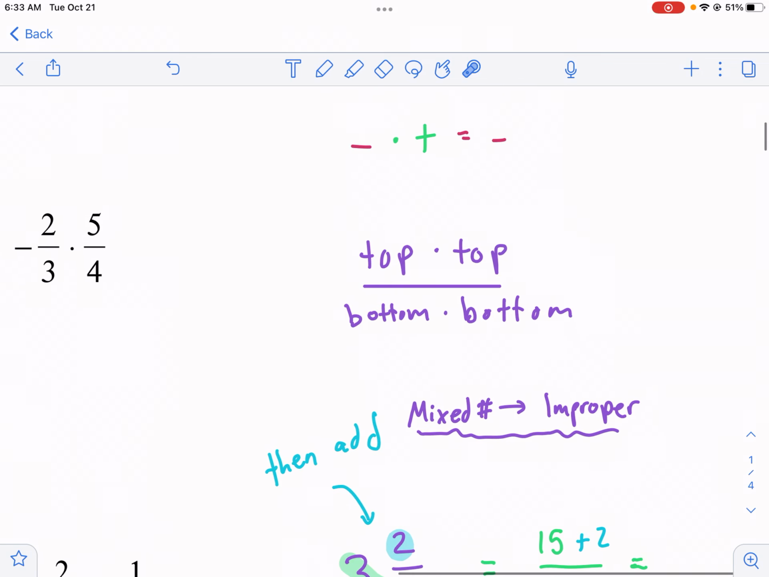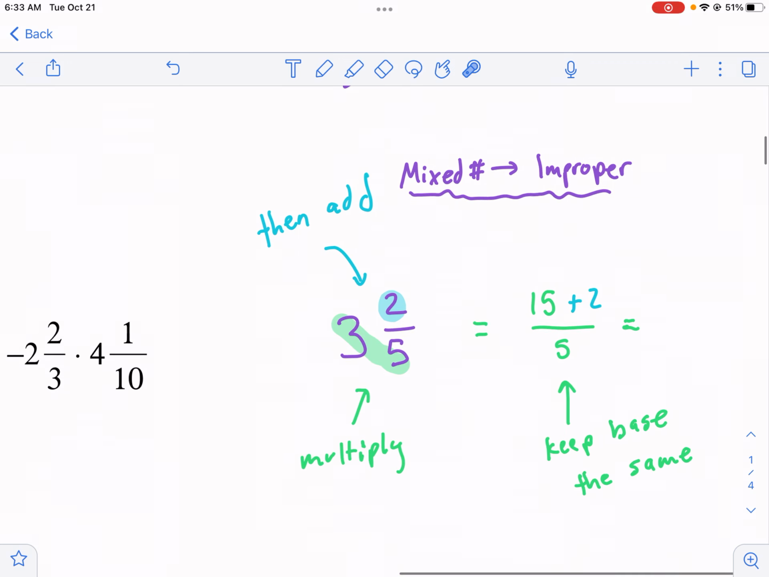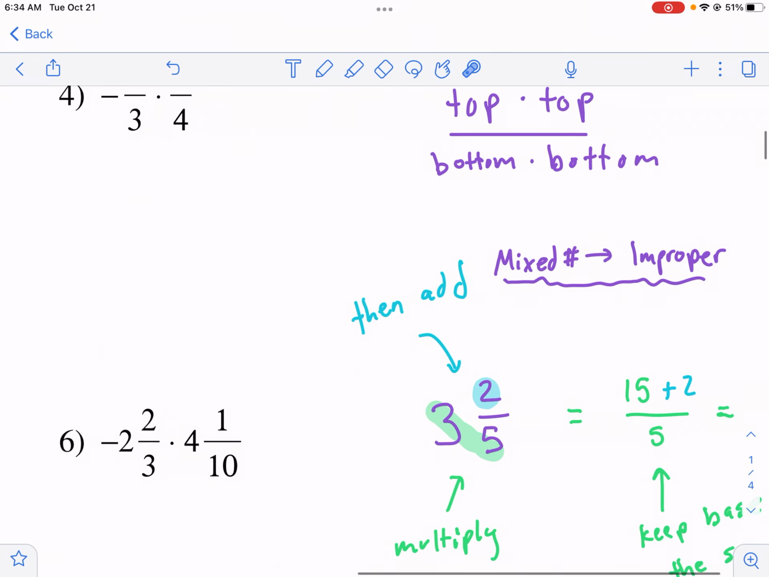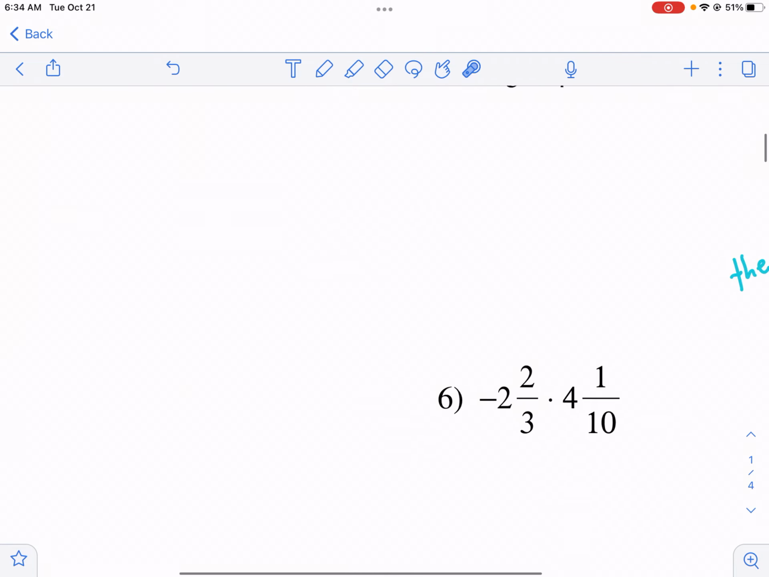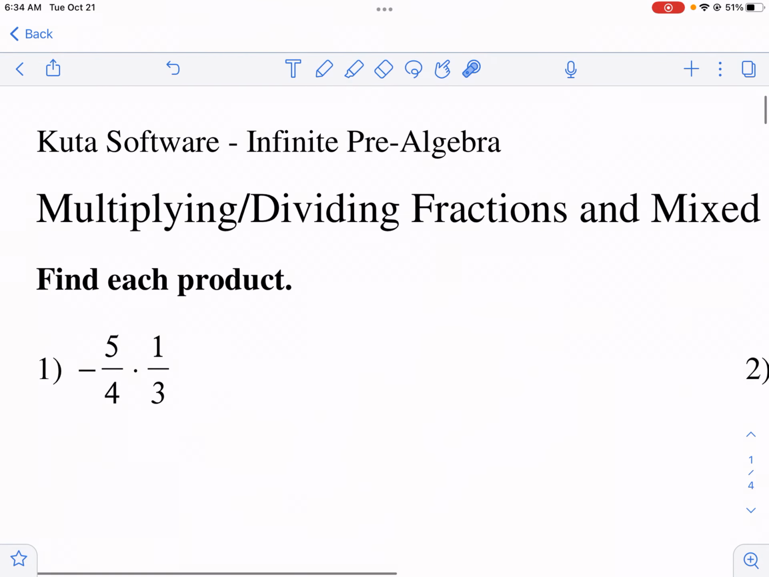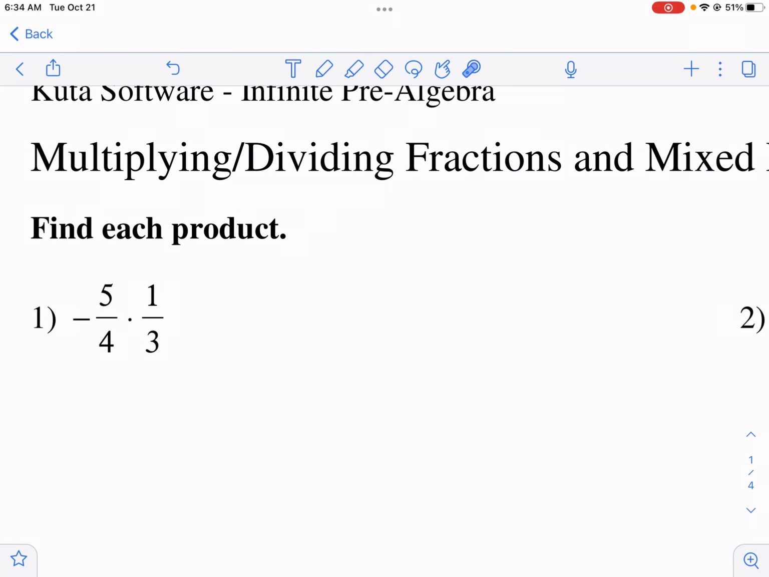Also, multiplication is pretty simple. It's way easier than division, and it's easier than addition. We have top times top, bottom times bottom. You multiply the two numerators together and then the two denominators. I'll get to this a little bit later once we convert mixed numbers, and I'll also get into simplifying. Okay, so let's go ahead and start with number one.